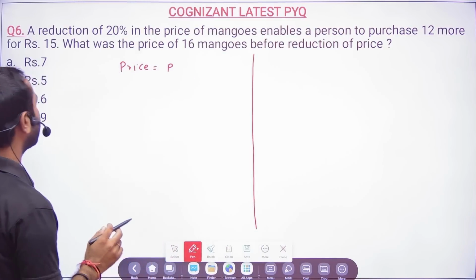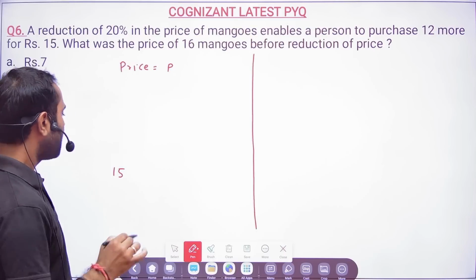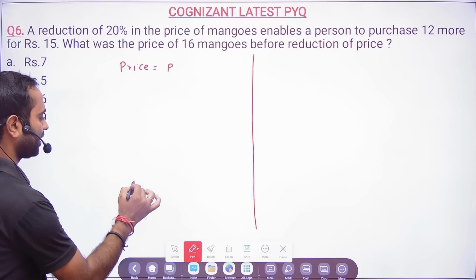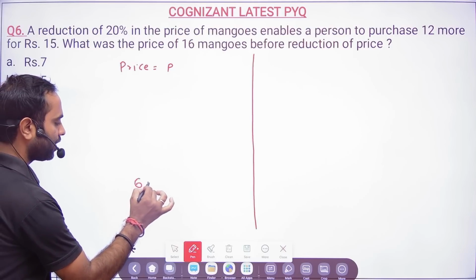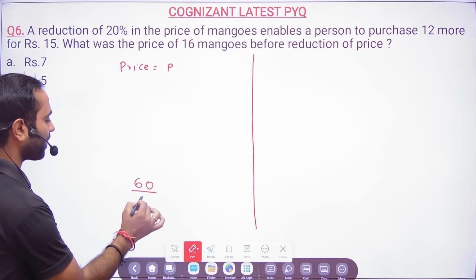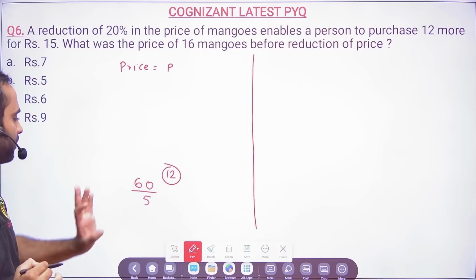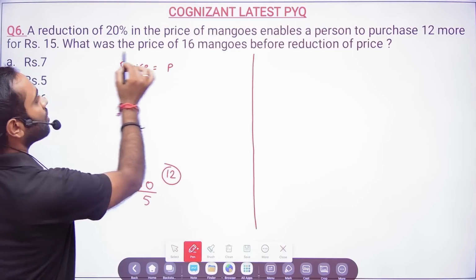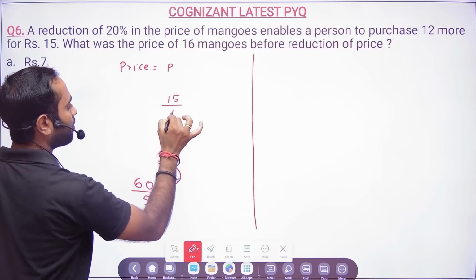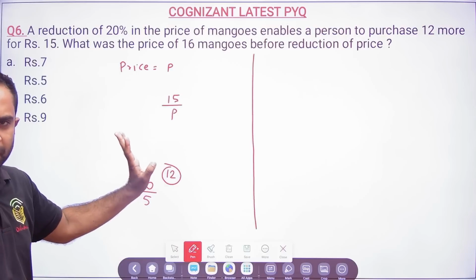If I tell you that you have 60 rupees, and 5 rupees per mango is the price, then how many mangoes will you get? You will get 12 mangoes. Clear? Okay. So now you have 15 rupees and earlier the price was P. So how many mangoes are you getting? That we don't know because the value of P is not known.